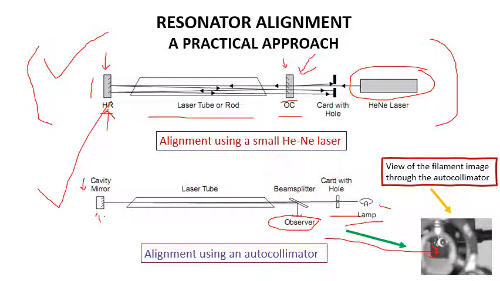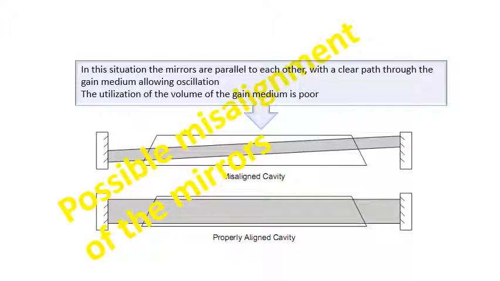This is the alignment using a helium neon laser, and this is using an autocollimator. This kind of arrangement is called an autocollimator. These are the kinds of possible misalignments you can see. Like here, even though the lasing medium is covered, you can see the beam direction from here to here, and it's completely misaligned. You have to align it. In this case, you have many longitudinal modes, or you may have many transverse modes. Here, this is a properly aligned cavity. That is why we use the technique I mentioned in my last slide to align the cavity.